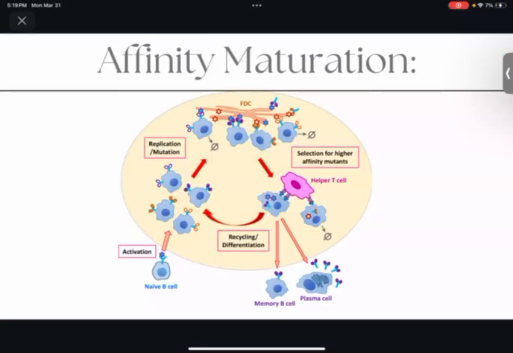Affinity maturation is a process that increases the strength of antigen binding over time. It occurs in germinal centers of lymphoid follicles, driven by somatic hypermutation in immunoglobulin genes. Higher-affinity B cells are selected, while low-affinity ones undergo apoptosis. It ensures a stronger immune response upon repeated exposure.